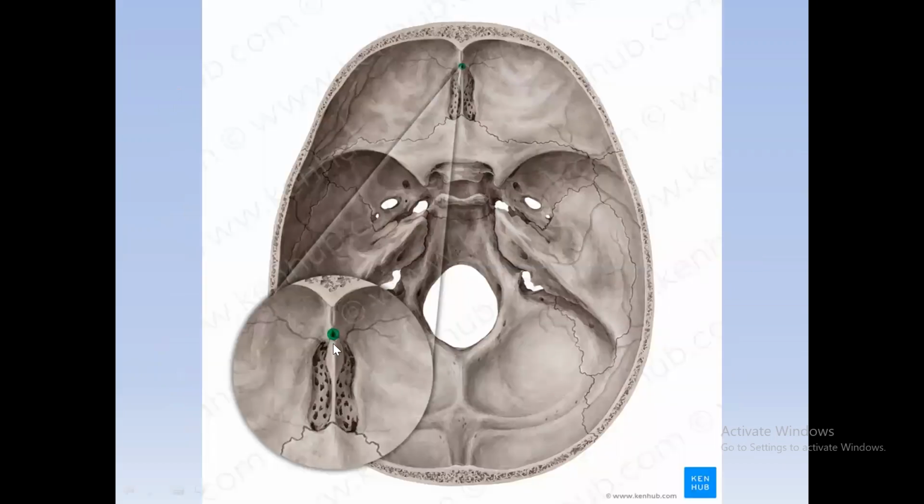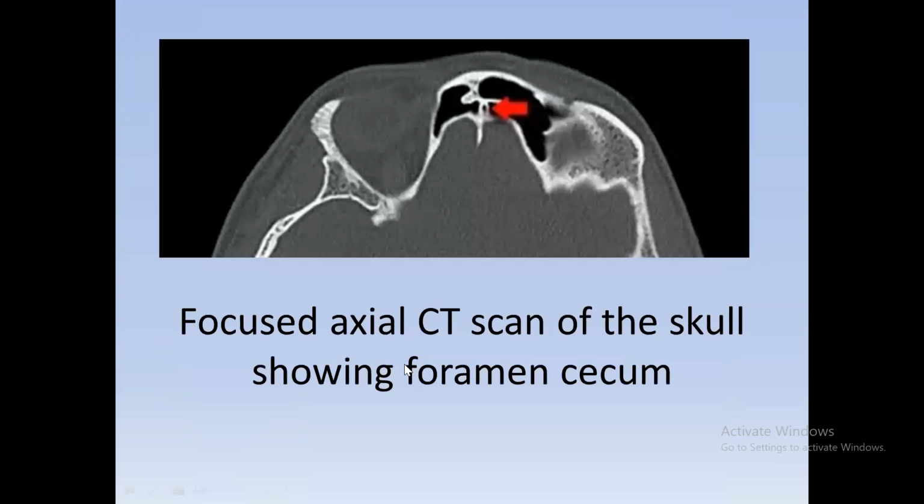This is the foramen cecum, which is located anterior to the cribriform plate and crista galli. And this is a focused axial CT scan of the skull showing foramen cecum. This is the foramen cecum.